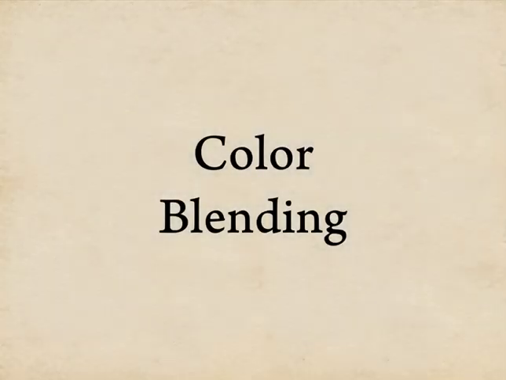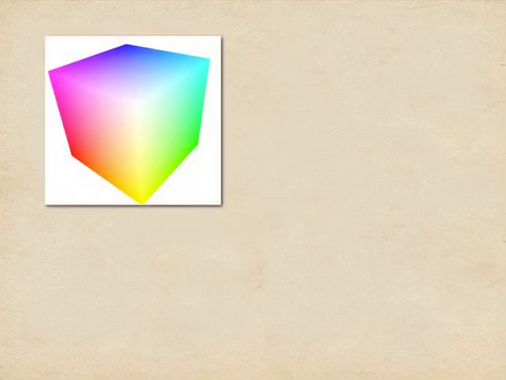Let's talk about blending colors. As we know, Processing gives us two different ways to describe each color. The first is the RGB system. Every color is described by three numbers, one each for the red, green, and blue intensities of that color.